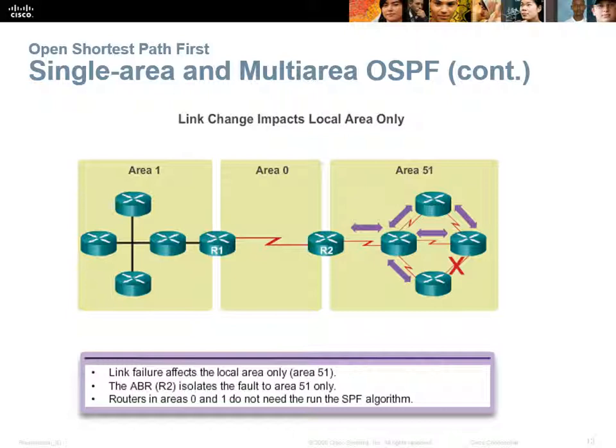What is my area 1, area 0 ABR? R1, very good. What's router 2? It's the ABR for area 51 and area 0, right? Routers in area 0 do not need to run the SPF algorithm. Why? Because it automatically sees them already.